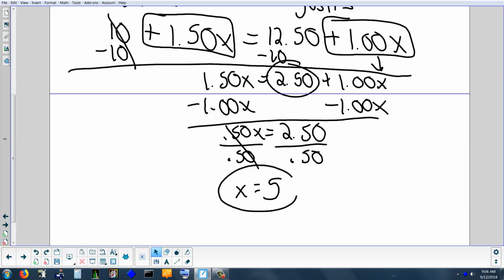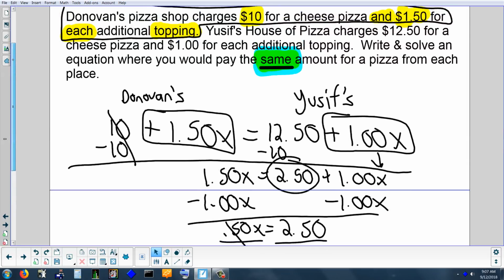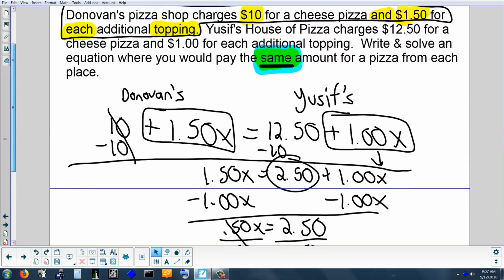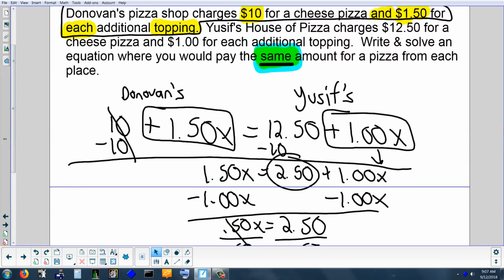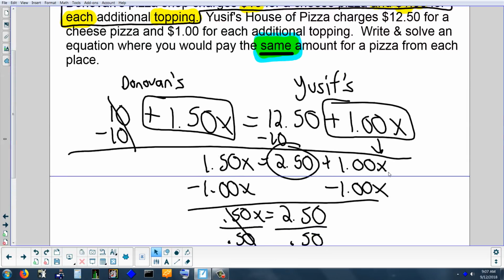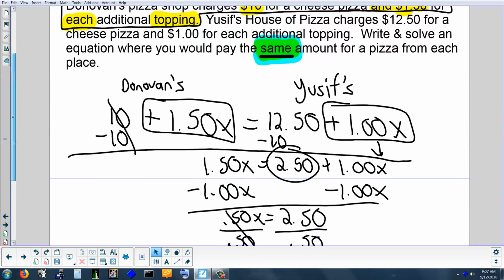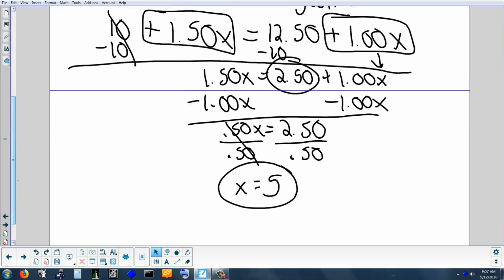Now let's go back. What did it ask? Oh, so we did too much, Mr. Hager. Oh yeah, we should solve it though. Oh yeah, write and solve an equation. It did say that, I'm sorry. Yeah. Write and solve an equation where you would pay the same amount. So it asks for two things. Here's your equation, all right? And then when you solve it, x equals 5.